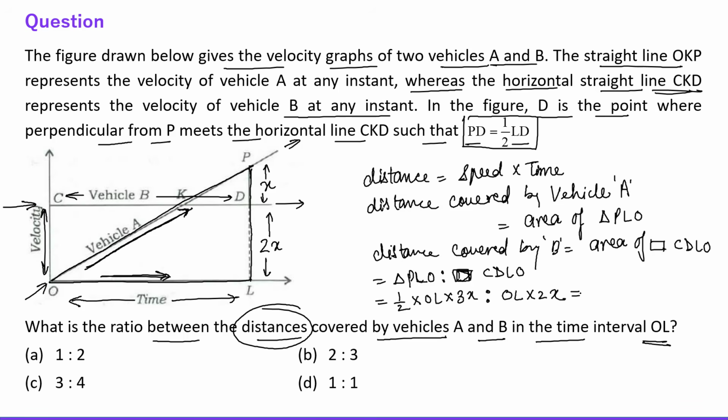So in the ratio, what we can do is 1 by 2 OL into 3x divided by OL into 2x. So OL cancels, x cancels. So this becomes 3 by 4. So the correct answer is 3 by 4.